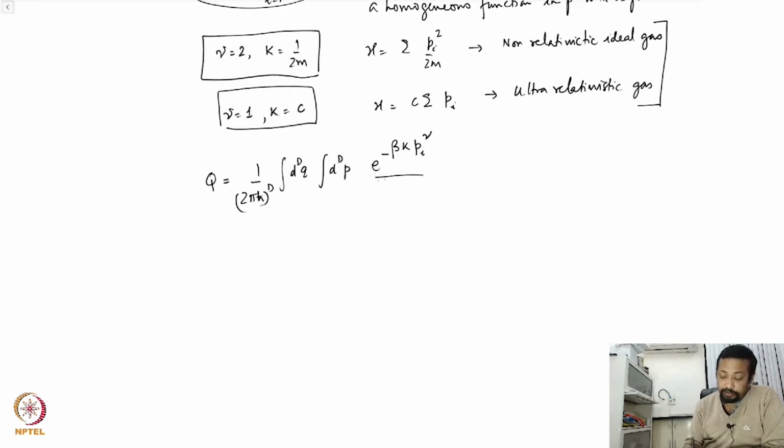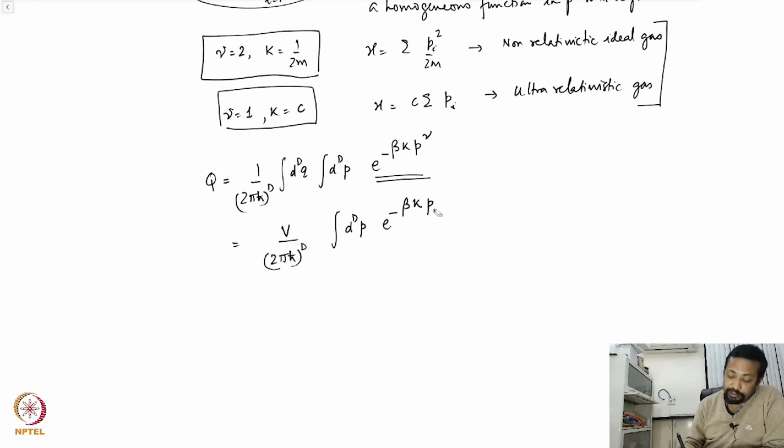This exponential integral does not depend on the coordinates, and therefore we can straightforwardly write this as V over 2 pi h bar raised to the power d, integral of d^d p e to the power minus beta kappa p to the power nu. We will not put the index i over here anymore because it's just a single particle now. That is V over 2 pi h bar raised to the power d, integral dp p to the power d minus 1 e to the power minus beta kappa p to the power nu.